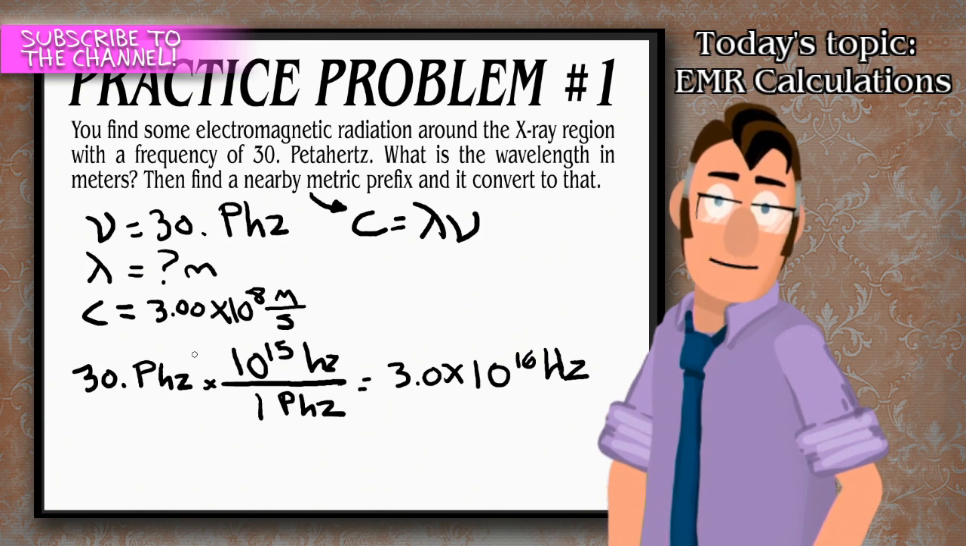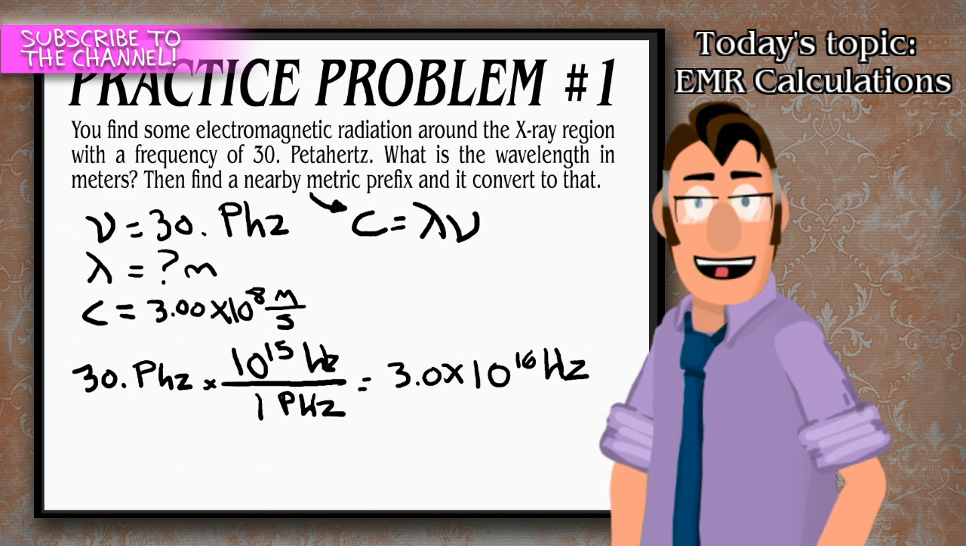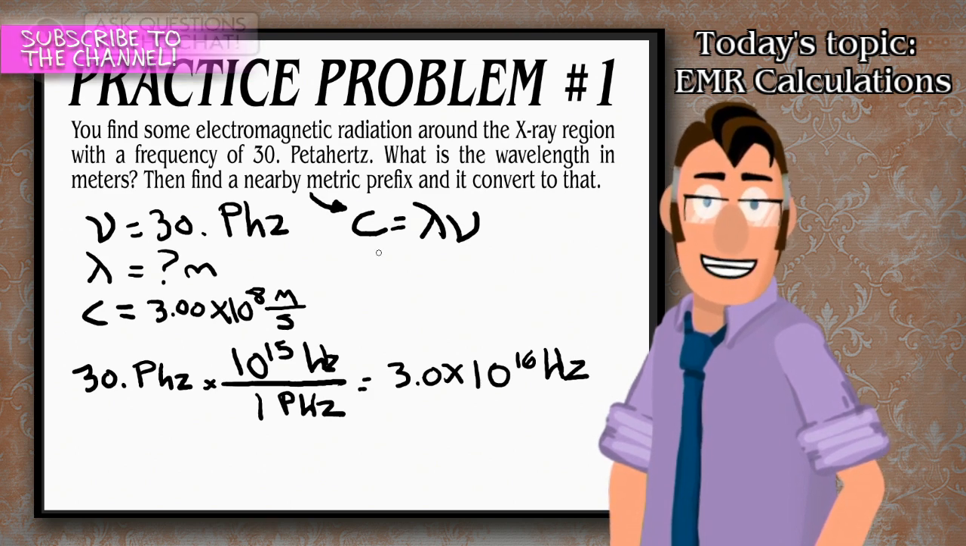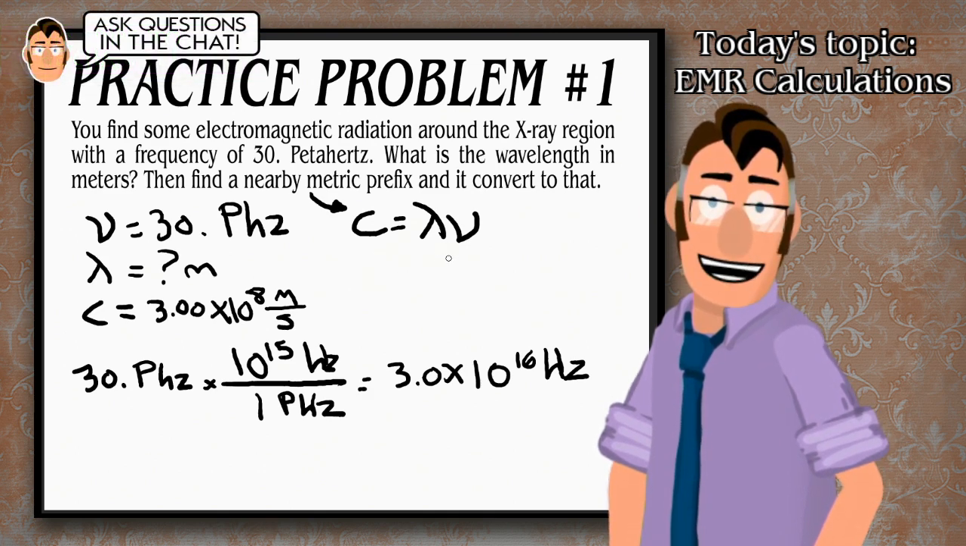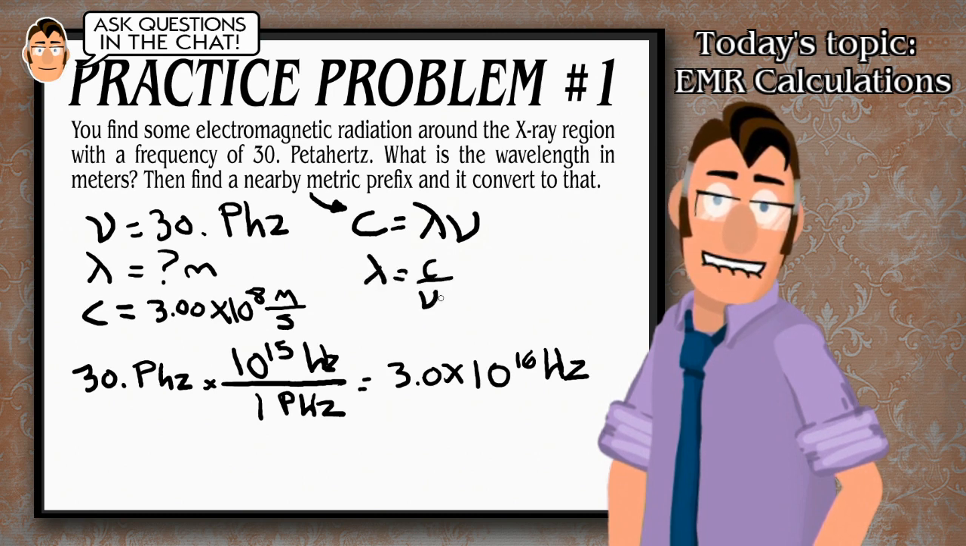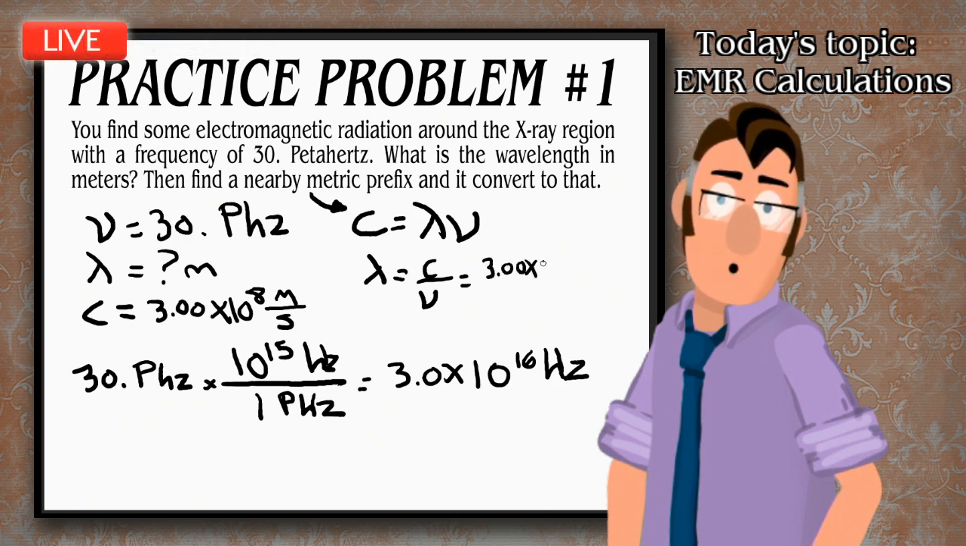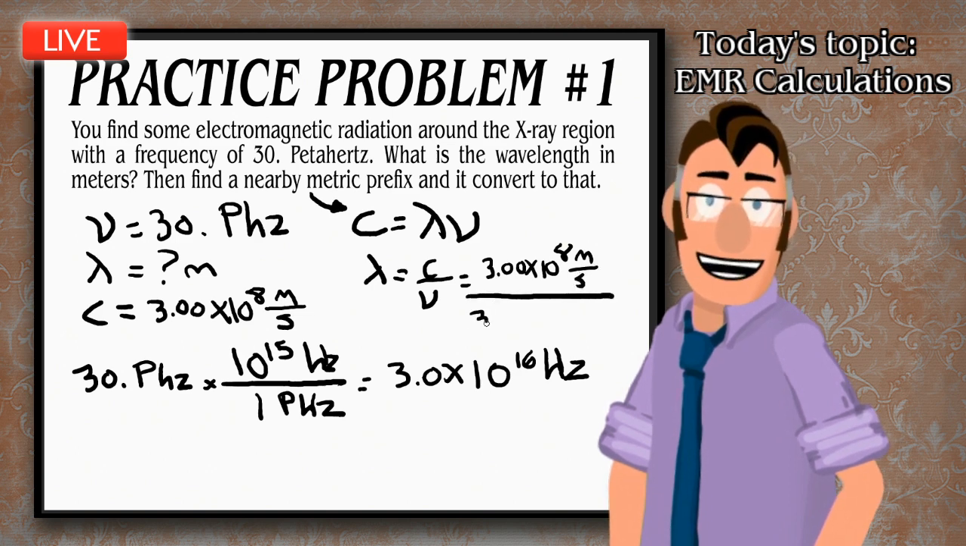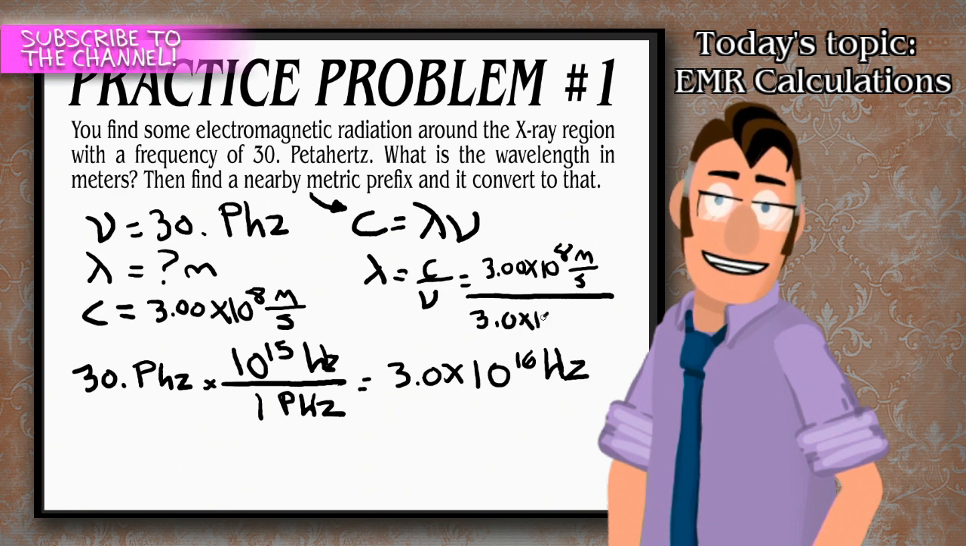Actually, this should probably be a capital H. Now we're ready to solve this problem. We know that lambda equals c over nu, and we know that the speed of light is 3 times 10 to the 8th meters per second. That is going to be over our frequency of 3 times 10 to the 16th hertz, or per seconds.